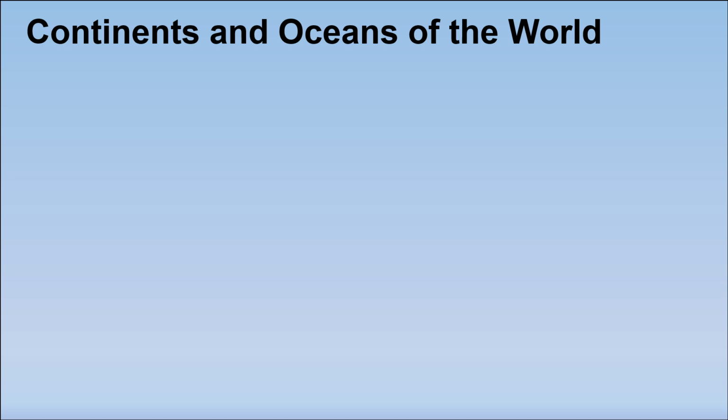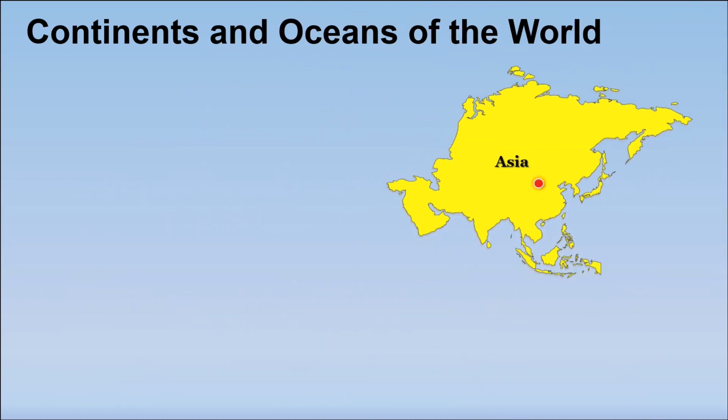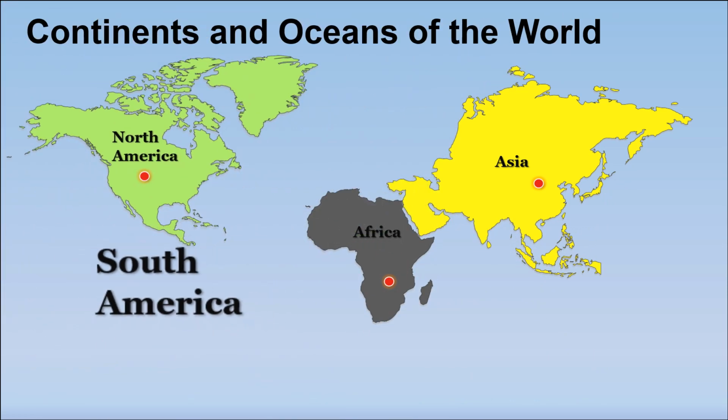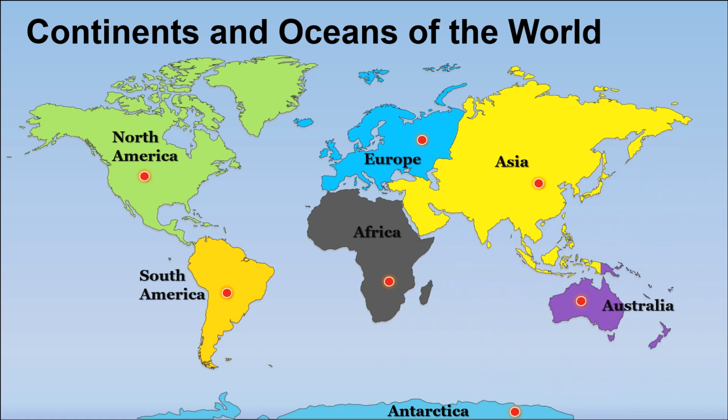Now, as per the question asked in figure 2.3, we will show all the continents and oceans of the world. I've shown the continents in descending order, that is from bigger to smaller. So the biggest continent we have in the world is Asia, followed by Africa, North America, South America, Antarctica, Europe, and Australia or Oceania.